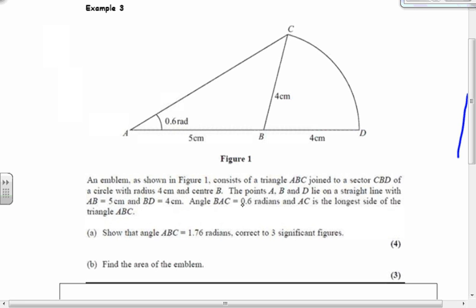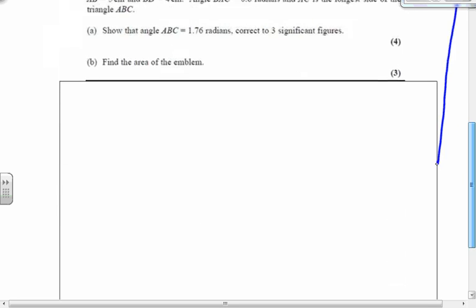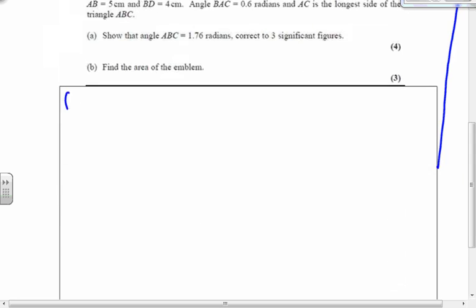Angle BAC is equal to 0.6 radians, so that's put on the diagram here for you, and AC is the longest side of the triangle ABC. The first thing that we need to do is show that angle ABC is equal to 1.76 radians to three significant figures. So for A, the first thing we need to do is look at the triangle.